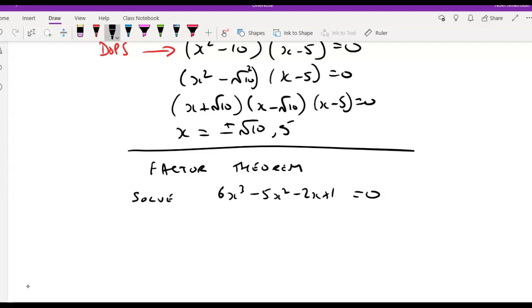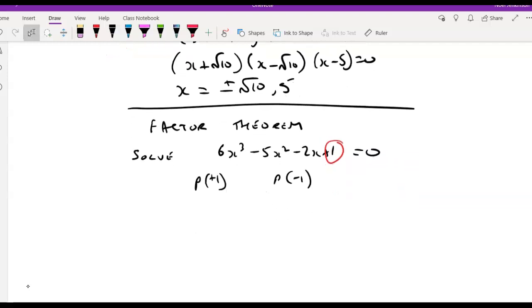Now, the factor theorem says that we're going to sub in numbers that are factors of the constant. In this case, it's pretty easy. We're either going to try P(1) or P(minus 1). They're the only ones we can try, because that constant is a 1. If that constant was a 6, well, you'd try plus and minus 1, plus and minus 2, plus and minus 3, plus and minus 6. You only have to find one factor and then do some other technique.